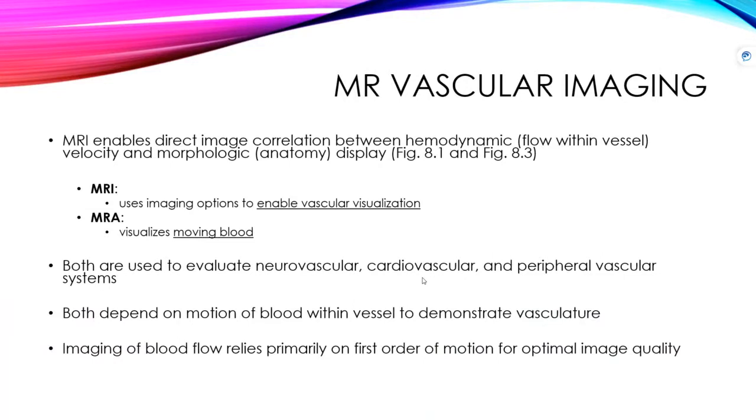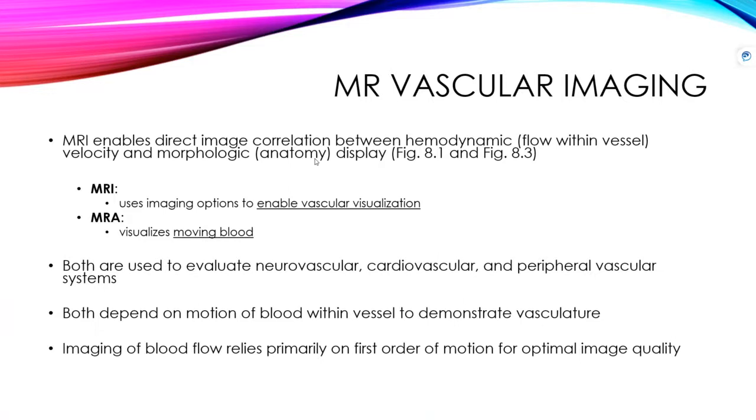Okay, so we are able to use MRI to look at the flow inside of the vessels as well as the vessels themselves. So the hemodynamic velocity, which is the flow within the vessel, and the morphologic display, or the anatomy of the vessel. So that's what we are looking at.